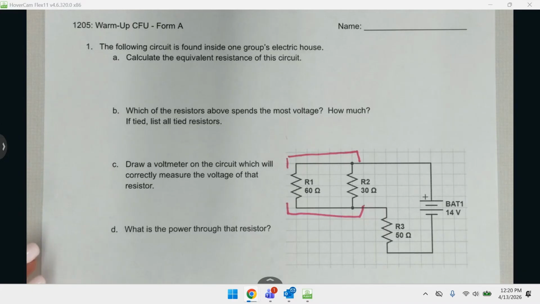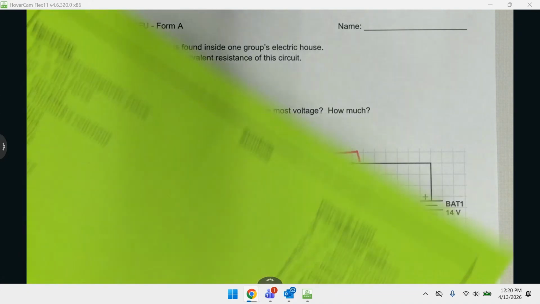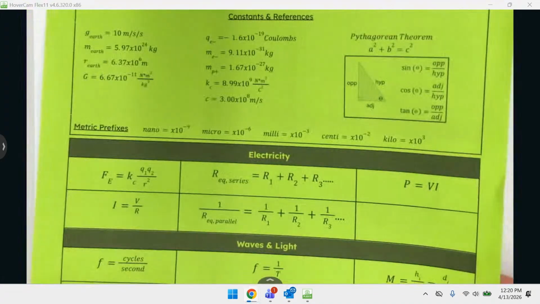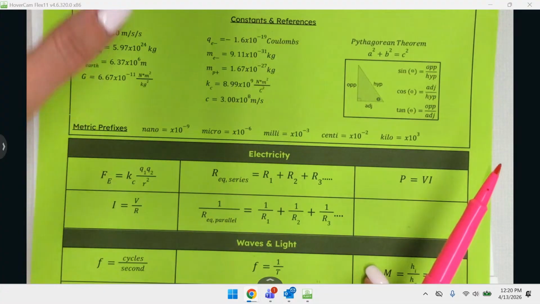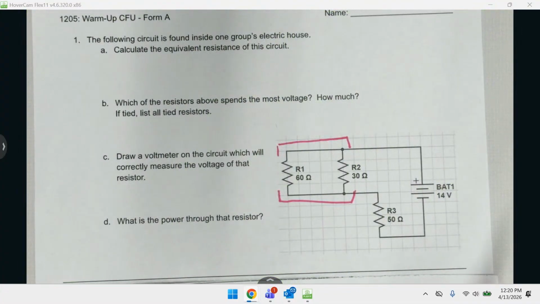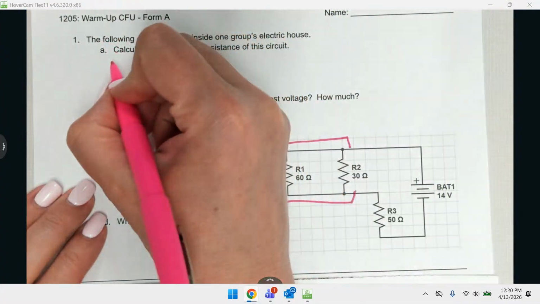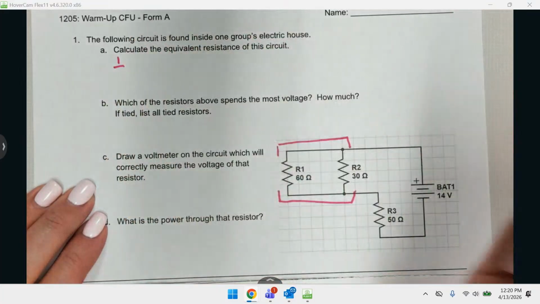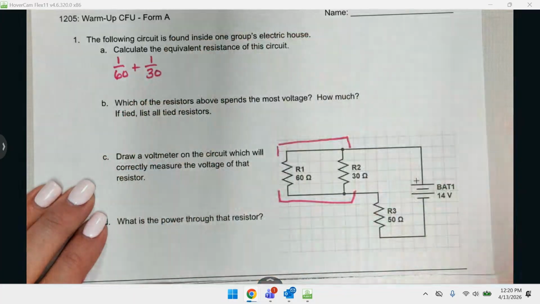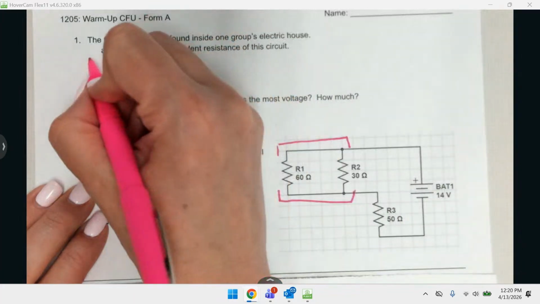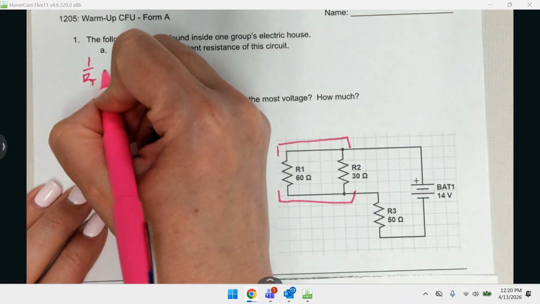For the parallel section, we're going to treat this like we would any other parallel equivalent resistance calculation, and we're going to use the formula for a parallel circuit. Our equations are right here, and we're going to be using this one that has all of the fractions in it because we're dealing with a parallel section. So for the parallel part, I would have 1 over 60 plus 1 over 30. And that's going to give me 1 over RT for the parallel part.